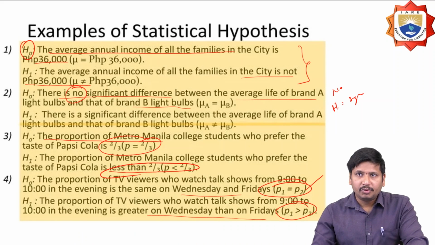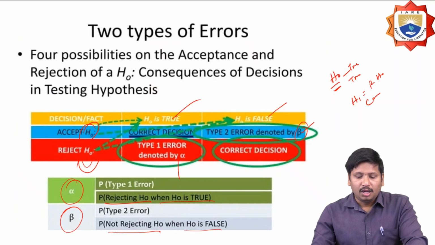So these are some of the examples of statistical hypothesis. And the two types of errors I just explained are type 1 and type 2 error. The decision is correct if the null hypothesis is accepted and it is indeed true. Similarly, if the null hypothesis is rejected and H1 is true, that is also a correct decision. Here we have two types of errors, alpha and beta. Alpha is called type 1 and beta is called type 2.